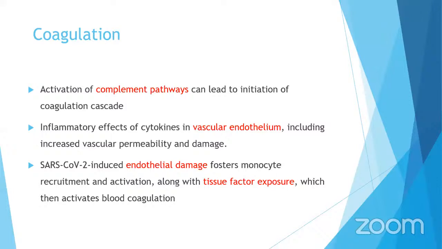What is the mechanism that leads to hypercoagulability in COVID-19 infections? They activate the complement pathways, leading to development of the coagulation cascade. They damage the vascular endothelium. Endothelial cell damage occurs because the ACE2 receptors are highly expressed in the endothelial cells. They are infected by the SARS-CoV-2 infection, leading to increased vascular permeability and vascular damage also. Also the monocyte recruitment leads to the activation of tissue factor, and blood coagulation will be increased.